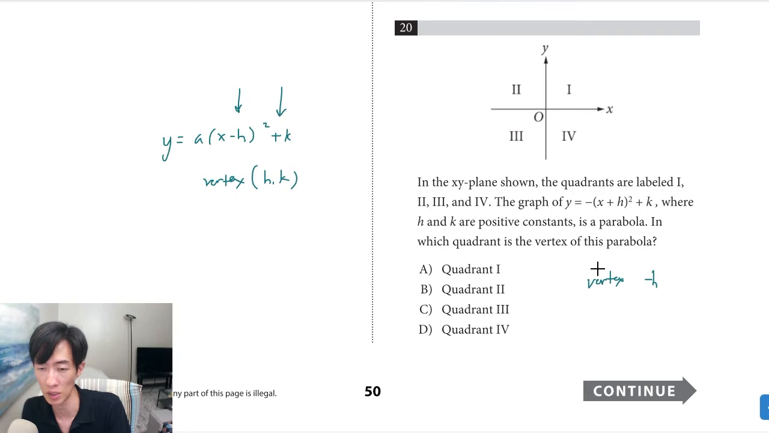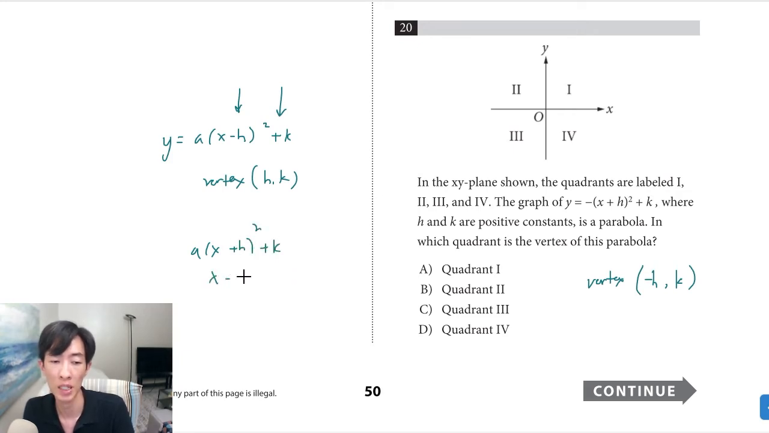So in this particular case, since we're adding h and not subtracting it, we know the vertex is going to be negative h. K we're adding just like the form that we memorized. So that's going to be your vertex. And this still follows the same form because, by the way, how do you get x plus h, plus k? It's really x minus negative h, squared plus k. So notice that we're still following the same original form of the parabola. Instead of subtracting a positive h, we're subtracting a negative h.